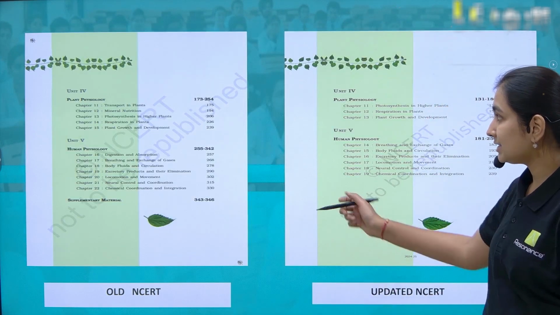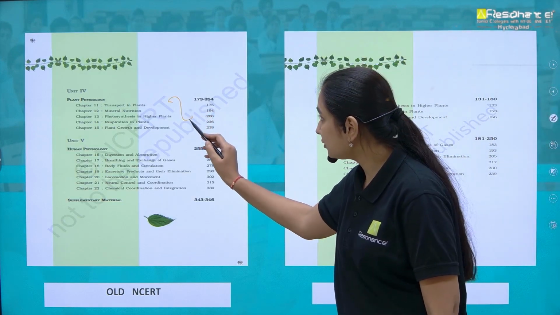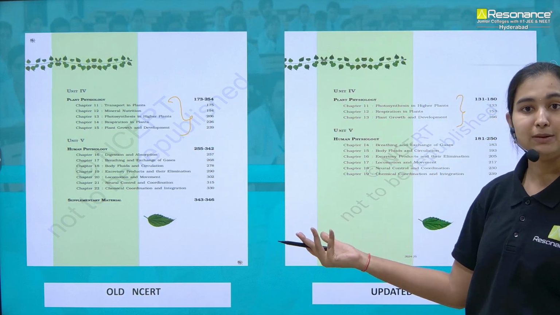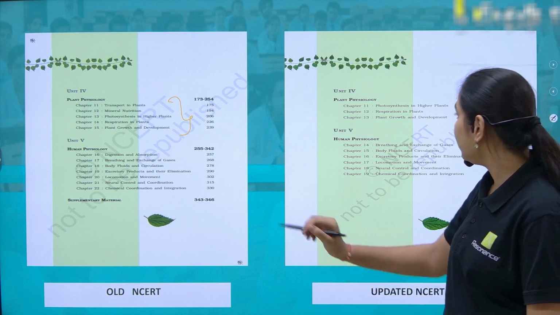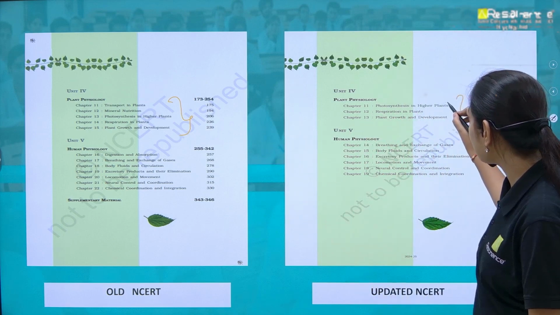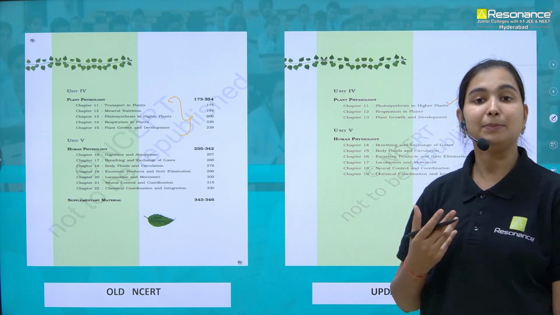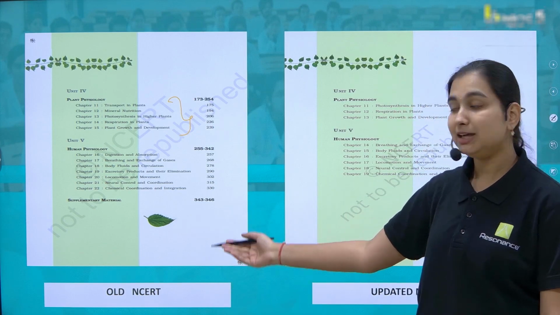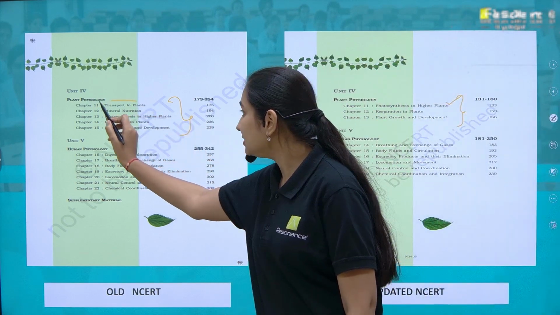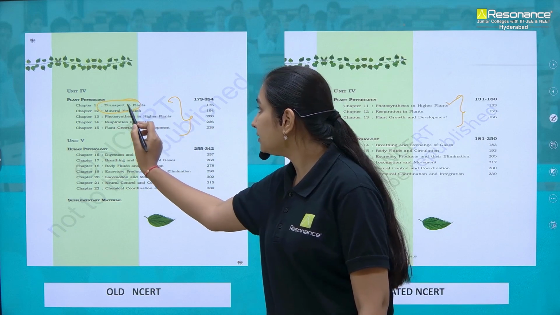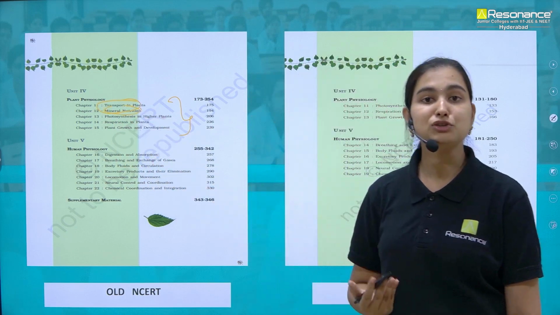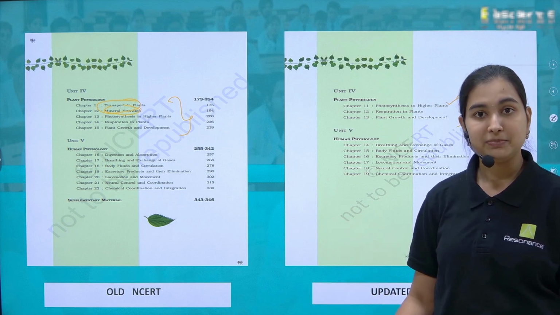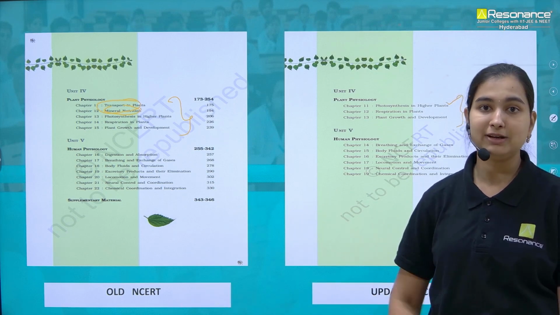Now if you see the next, we have plant physiology. Here also we have plant physiology, but what chapters are deleted? Here you can see chapter 11 is photosynthesis in higher plants, meaning plant physiology starts from this chapter. But in the old NCERT, we had transport in plants, which is deleted. Mineral nutrition is deleted. So these 2 chapters are deleted. You are not supposed to read them in case you are preferring the old NCERT.